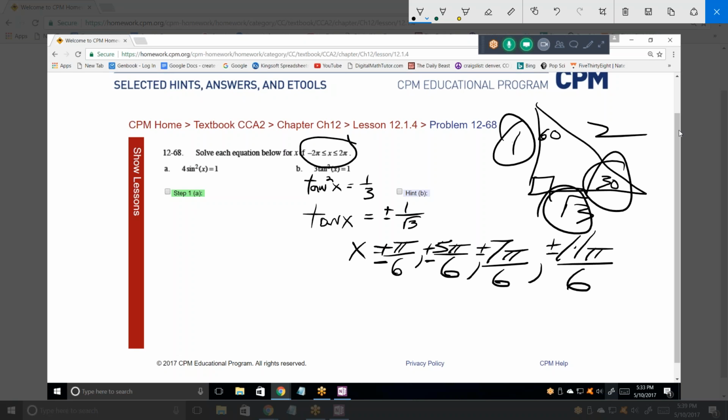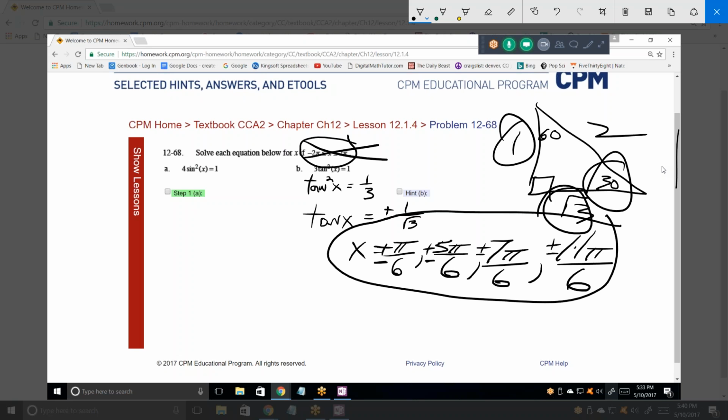Now, let's just talk about if this was not stated. Let's say they said the domain for x was all real numbers. Well, notice that this is a kind of a difficult series to write. Forget for the moment that it's even plus or minus. Let's take that away. Let's just assume that those are the first 4 quadrants, but we have to give all answers. Well, how do you write this in a series? Well, how about this? X equals pi over 6, and you frequently have to do this.